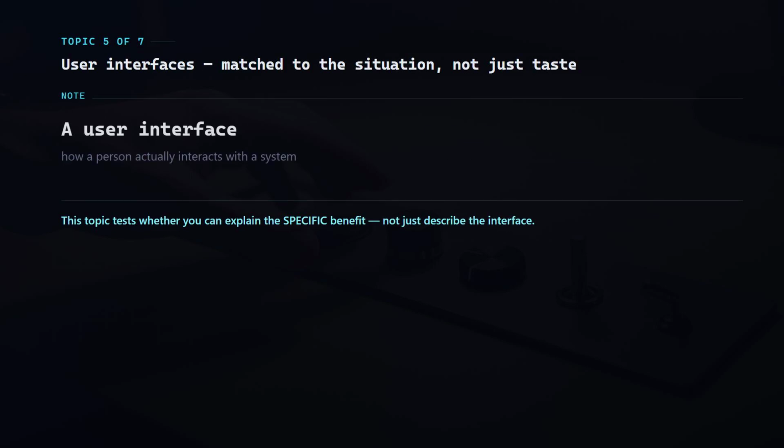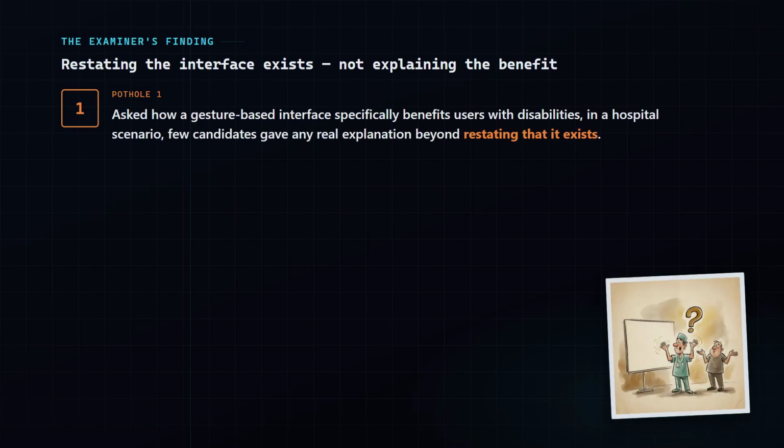A user interface is how a person actually interacts with the system. And different interfaces suit genuinely different situations, not just different tastes. Here is the documented finding on this topic. Asked how a gesture-based interface specifically benefits users with disabilities, in a hospital scenario, few candidates gave any real explanation beyond restating that a gesture-based interface exists.